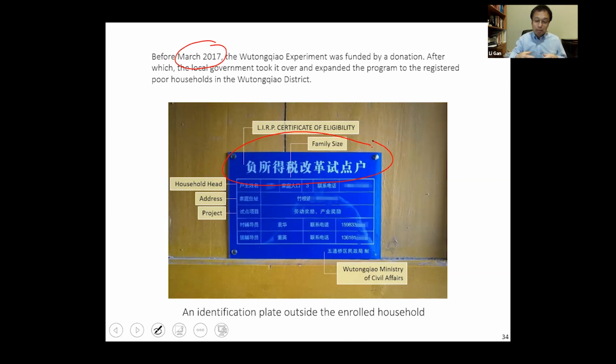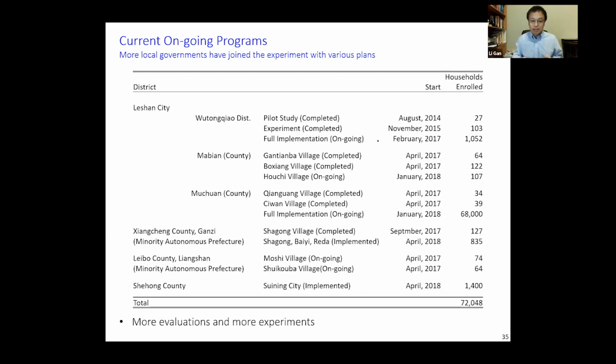I mentioned that this is a broader experiment for negative income tax in China, which I'll spend a few minutes to talk about. But he liked the idea, so he put up this plaque. He made the plaque himself and put it in front of the door of each of the households. It's quite exciting. It's still there. So the experiment was quite successful.